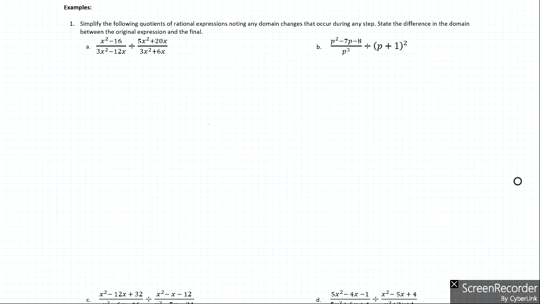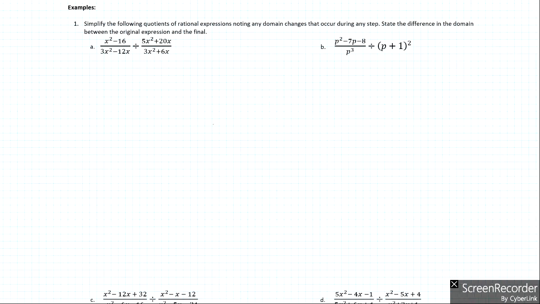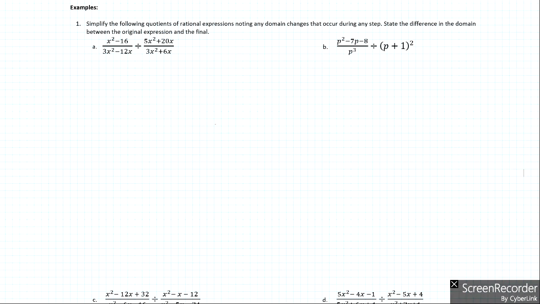So if we look at part A as an example, we have really two rational expressions to start with, and individually we don't want the denominators to be 0 for our expression over here. So we first don't want either the 3x squared minus 12x to be equal to 0, and we also don't want 3x squared plus 6x to be equal to 0 over here.